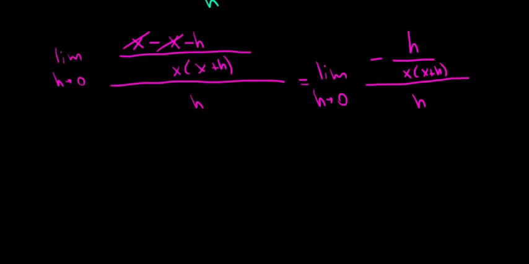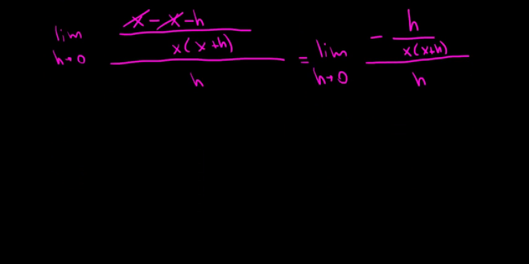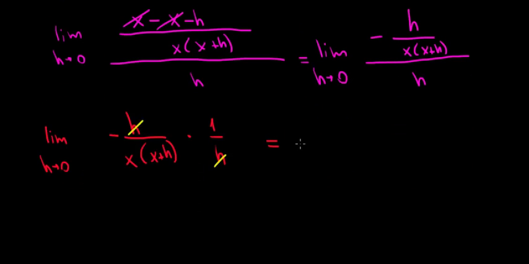Okay, what does it mean to divide everything by h? It means to multiply with the inverse. So we have limit as h approaches 0, and here we have minus h divided by x times x plus h, multiplied with the inverse, with 1 over h. That's literally what the division means. So h and h cancel out, and we're left with the limit as h approaches 0, minus 1 divided by x times x plus h. Okay, that's our final step.